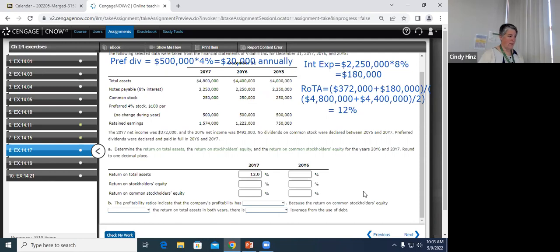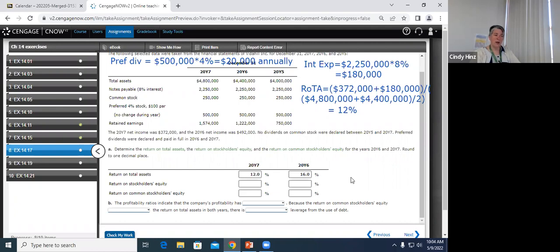They told us the notes payable hadn't changed, so it will still be that same 180,000 in interest. But the net income for 2016 was much higher at 492,000. And so the net income plus interest expense would be 672,000 divided by the 4.2 million average total assets. And you can see that the return on total assets was much higher in 2016 than it was in 2017, significantly higher. Why is that?